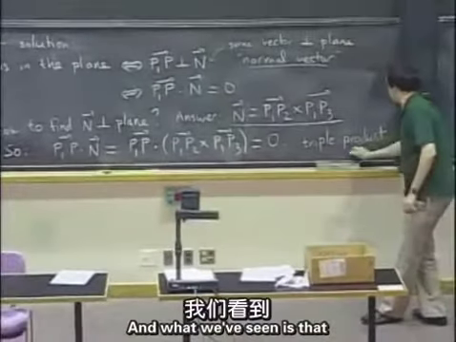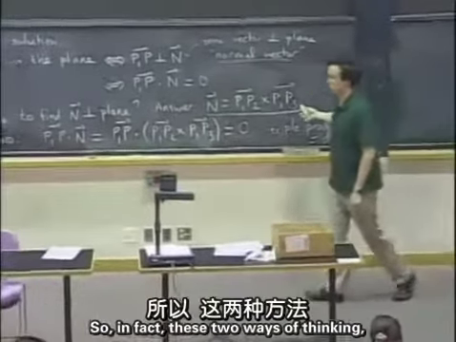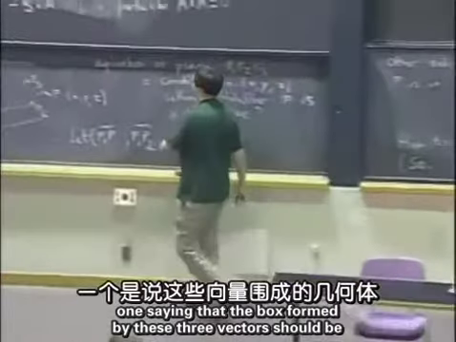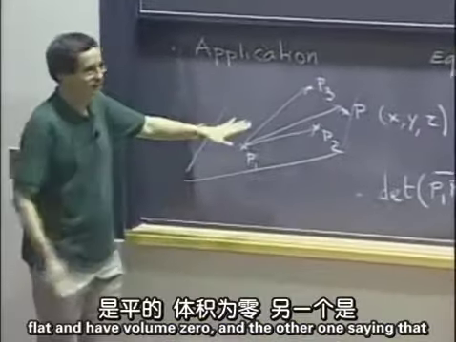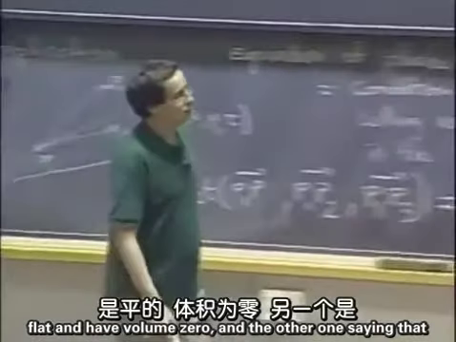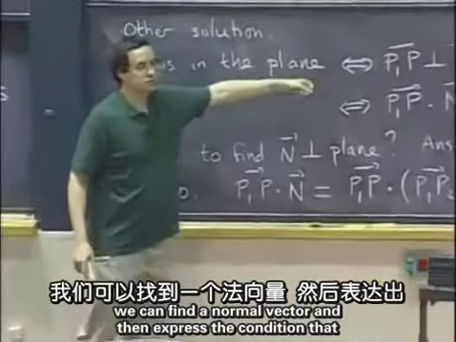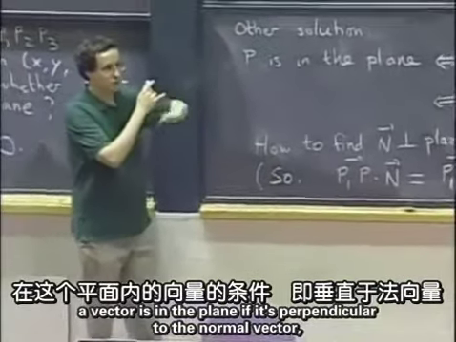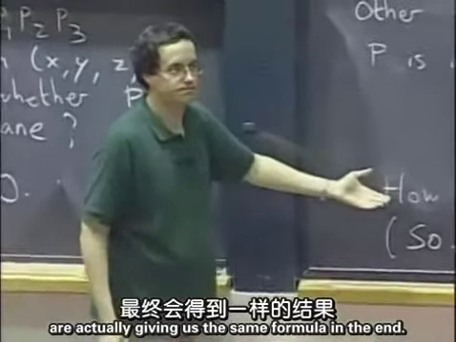Okay, and what we've seen is that the triple product is the same thing as the determinant. So in fact, these two ways of thinking, one saying that the box formed by these three vectors should be flat and have volume 0, and the other one saying that we can find a normal vector and then express the condition that a vector is in the plane if it's perpendicular to the normal vector, they're actually giving us the same formula in the end.